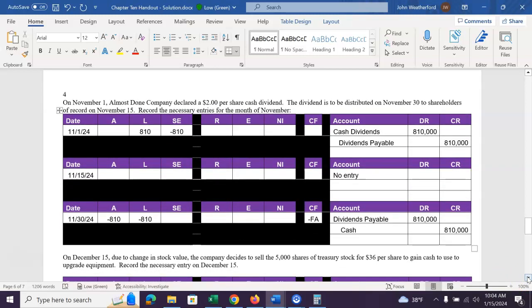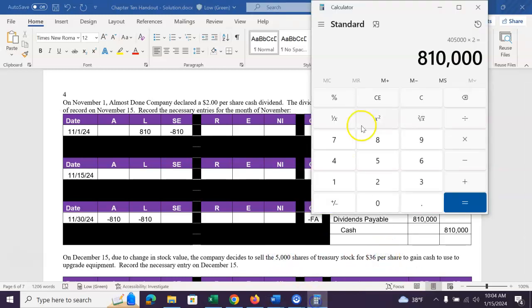On December 15th, due to a change in stock value, the company decides to sell 5,000 shares of treasury stock for $36 per share to gain cash to use to upgrade equipment. I guess the executive bonuses are out. Anyway, record the necessary entry on December 15th. Okay, so they sold 5,000 shares for $36 per share.